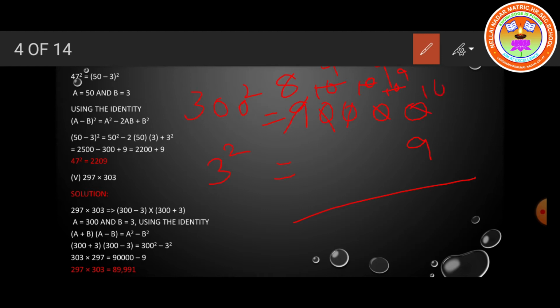Here 10. What is 10 minus 9? 1. Next 9 minus 0, 9. 9 minus 0, 9. 8 minus 0, 8. The answer is what? 89,991. Can you understand all of you? Yes. Now we are going to see the next one, sixth one.